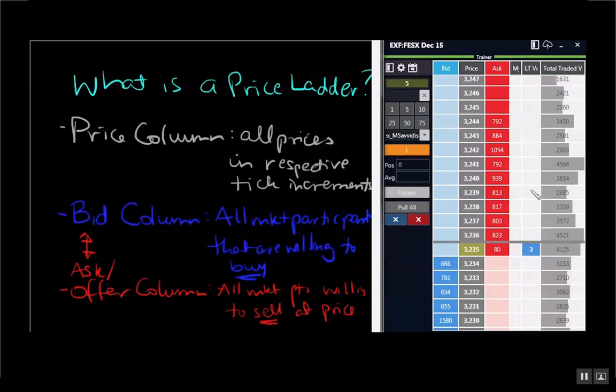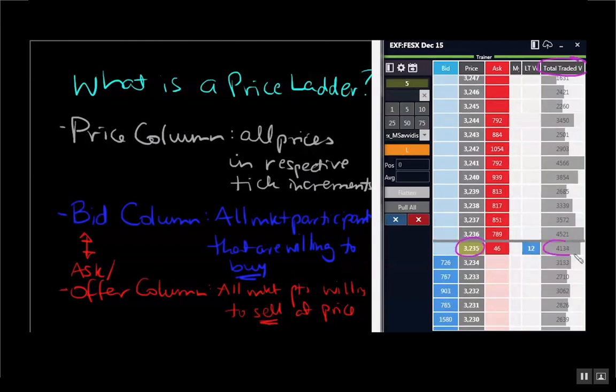Now, the last part of the price ladder that we want to take a look at is the total volume traded. Total traded volume on the right. Now this is a cumulative volume traded at each price. So for example, at the current market price that's trading at 32.35s, you'll see that 4,133, now 35, 36 contracts have traded.